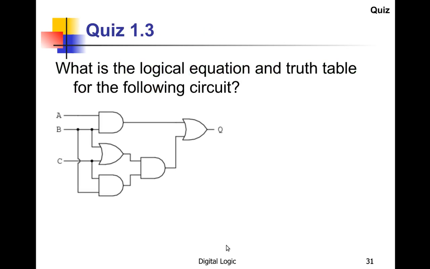So here's the next quiz. What is the logical equation in the truth table for the following circuit? Shouldn't be too tough, but I'll let you figure it out.